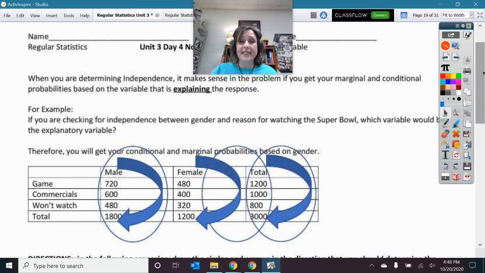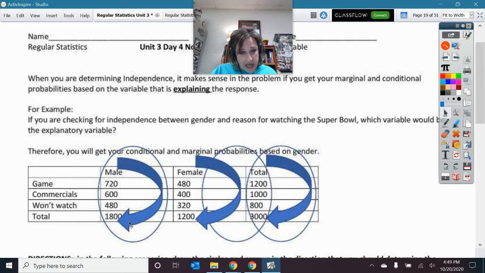So the idea is we must think about our two variables and think which one seems to be the one explaining the other. Which variable seems to be the one that is affecting the other or having an impact, or we're wanting to see if the fact that you are male or female, is that variable affecting the other variable. Okay. So in this case where we did our Super Bowl problem, it was that way. Male or female, is that affecting the way that we did the game?